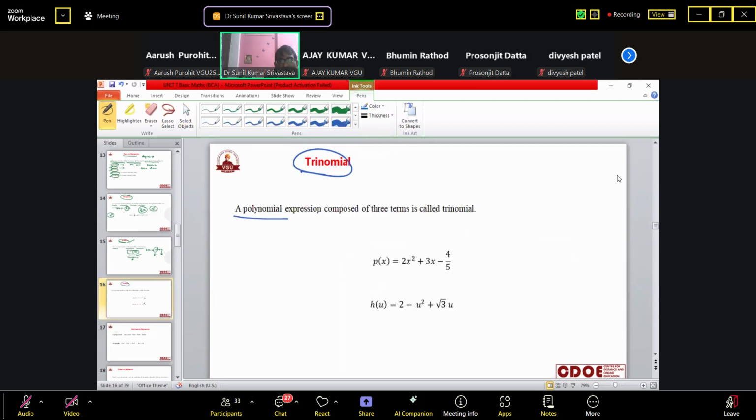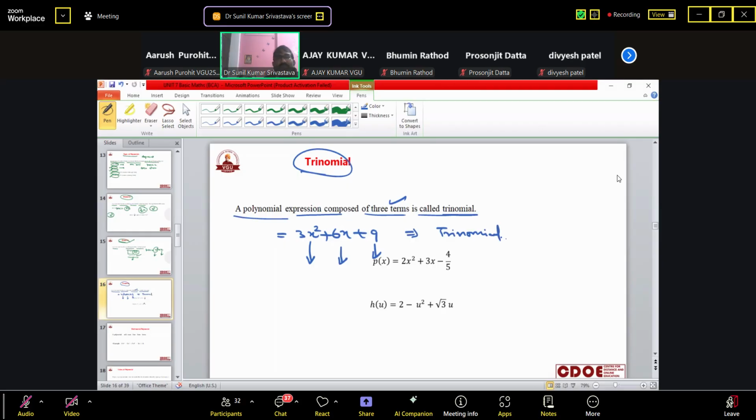Any polynomial expression composed of three terms is known as a trinomial. An expression of the form 3x² + 6x + 9. This expression has three terms: the first term, the second term, and the third term. The expression containing three terms is known as a trinomial.